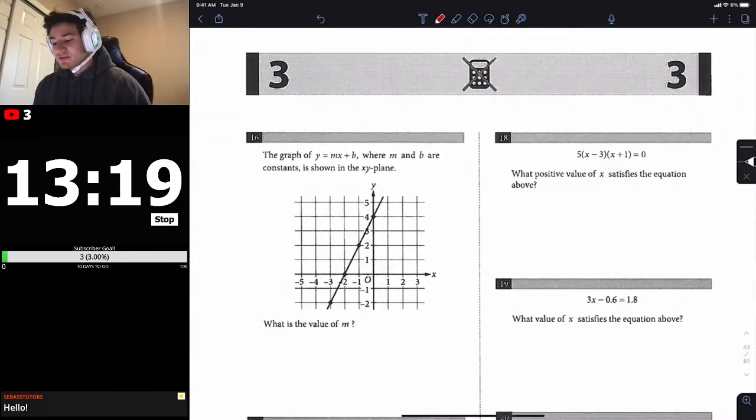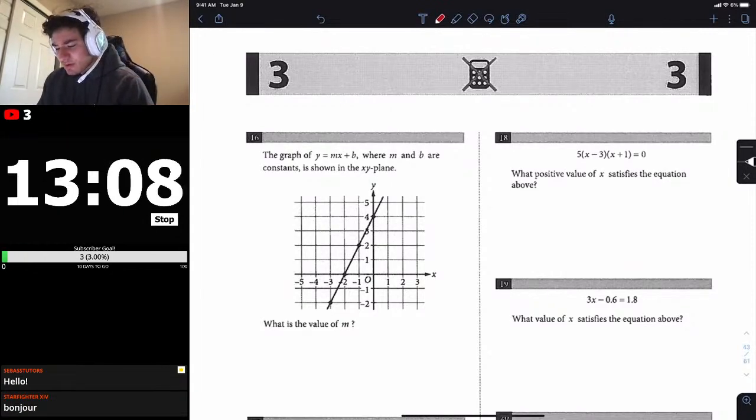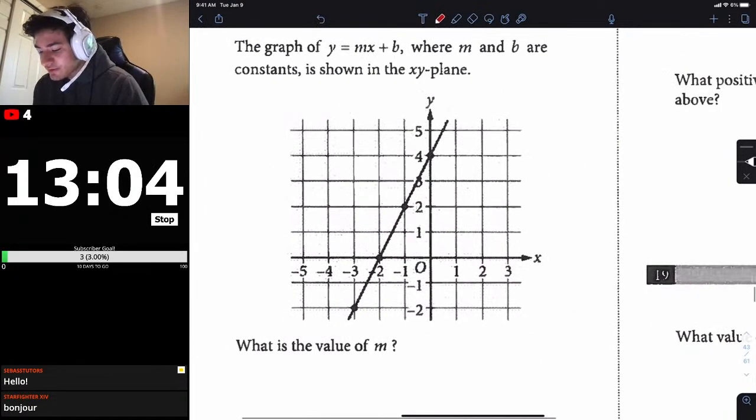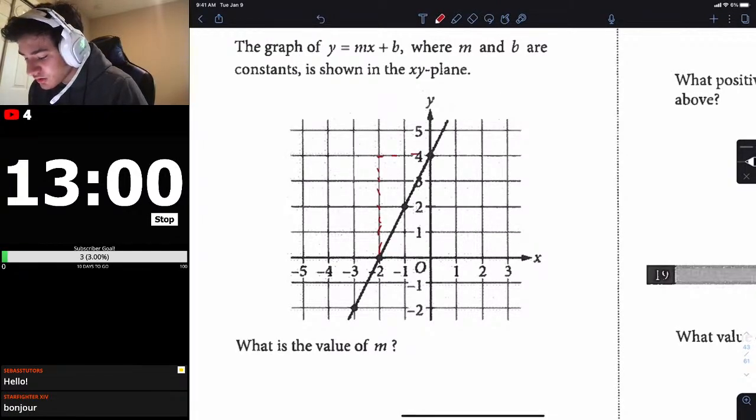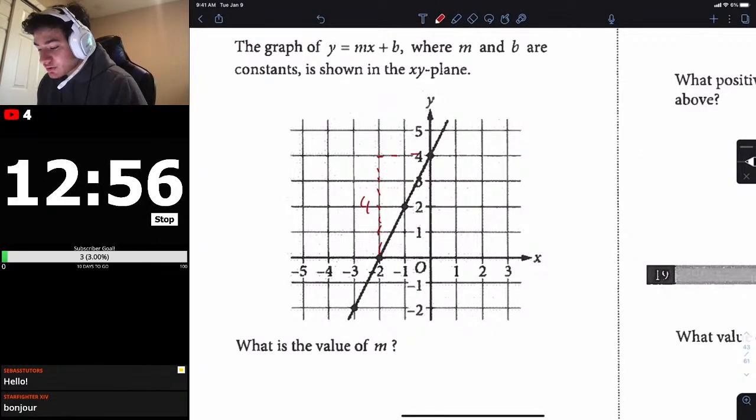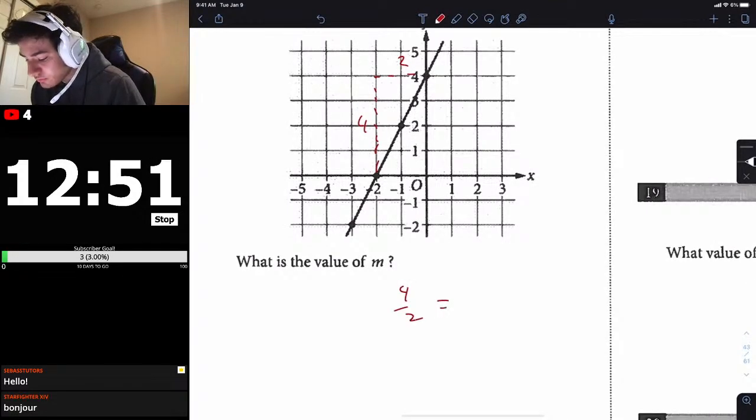The graph of y equals mx plus b, where m and b are constants, is shown in the xy plane. Hi Starfighter, how's it going? What is the value of m? All right, we're just looking for the slope, right? So let's go ahead and draw a rise over run triangle, a slope triangle. So the rise is 1, 2, 3, 4, and our run is going to be 2. So that's going to be 4 over 2, which is 2.